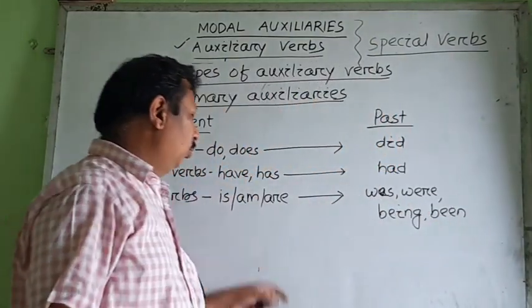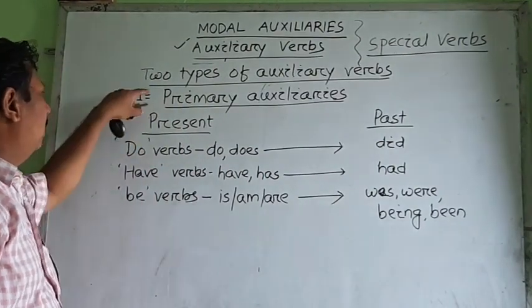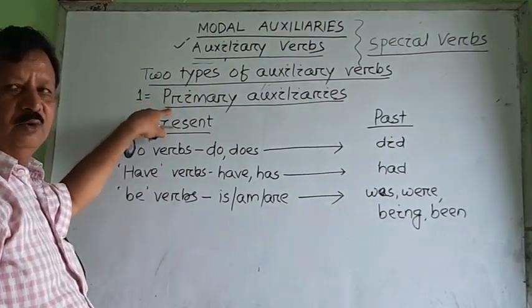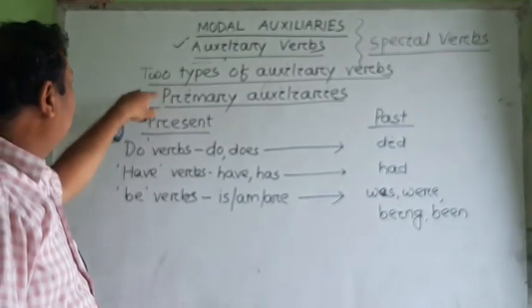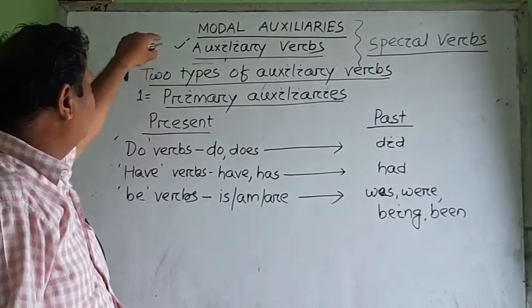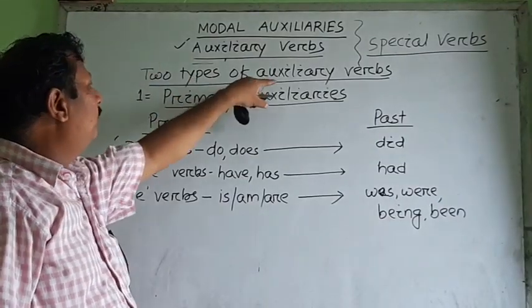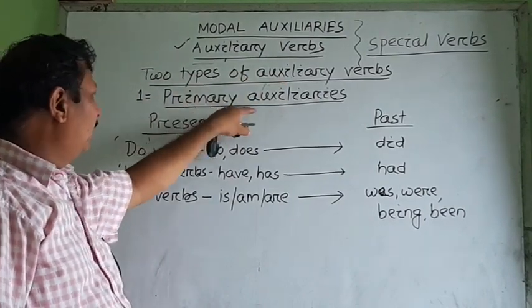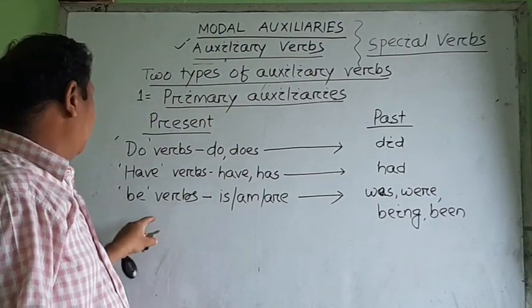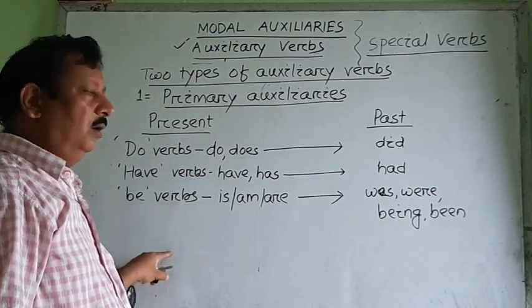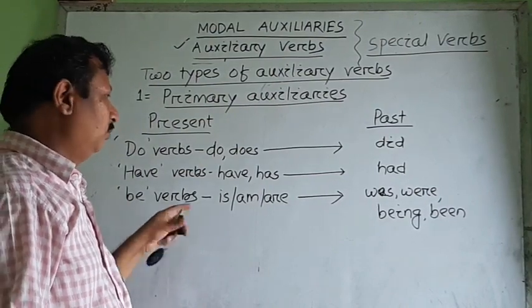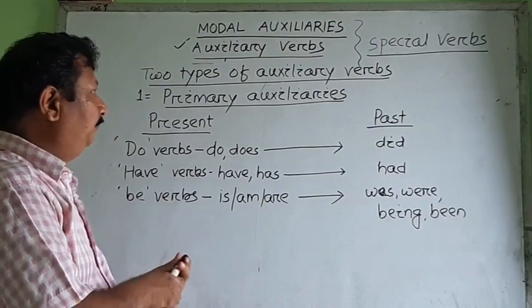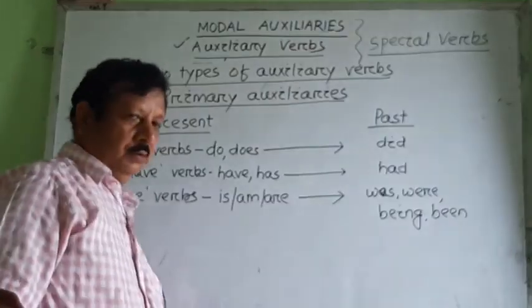So, we are now clear about all the primary auxiliaries. These are all called the primary auxiliaries. Let us now learn about the two types of auxiliary verbs. What are those? Number one, primary auxiliaries, and the other ones are called the modal auxiliaries.